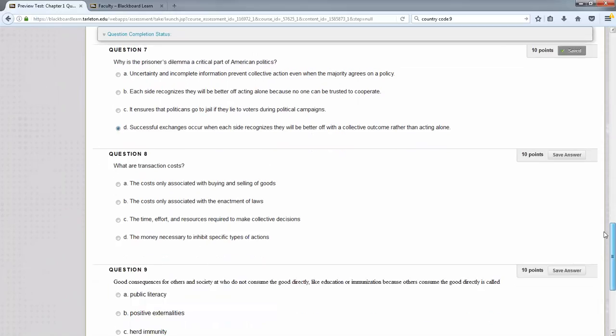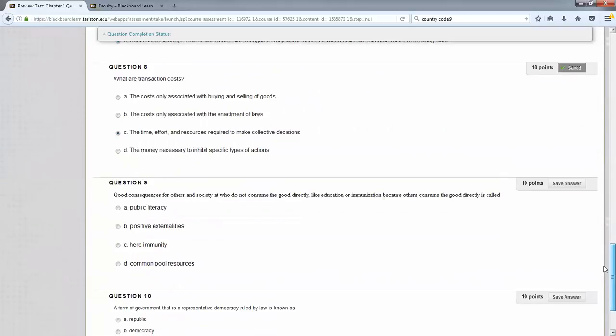What are transaction costs? Costs associated with buying and selling, costs associated with enactment, time, effort, and resources needed to make collective decisions. That is the correct answer for the sake of politics. Transaction costs is everything that it takes to make a law, to make a collective decision.